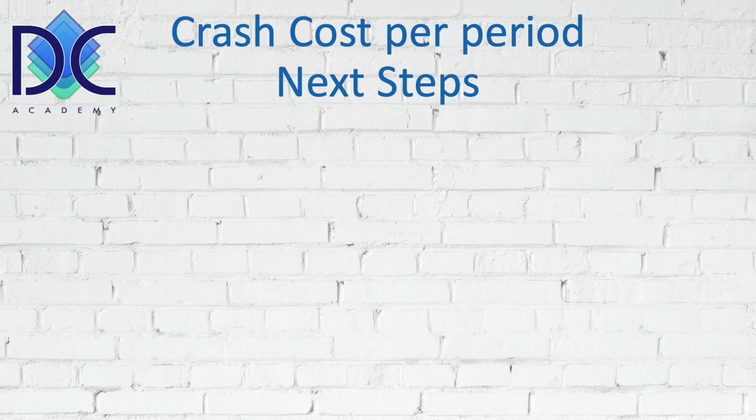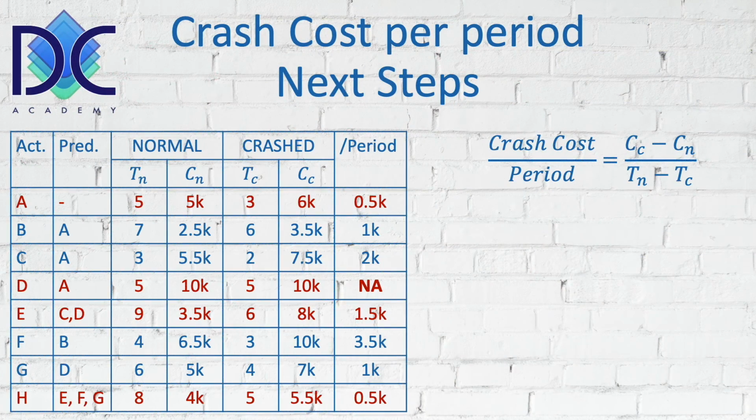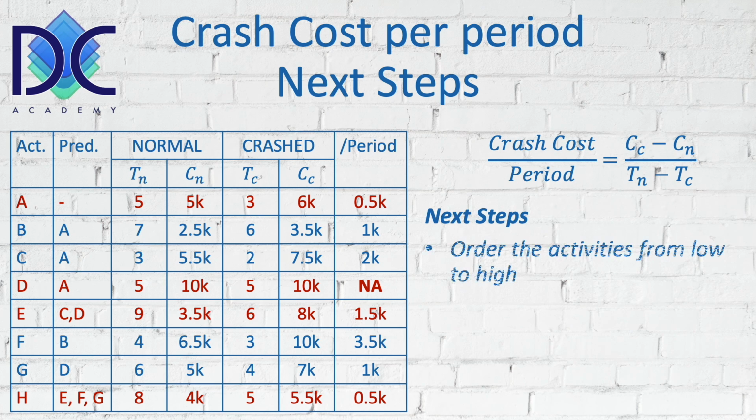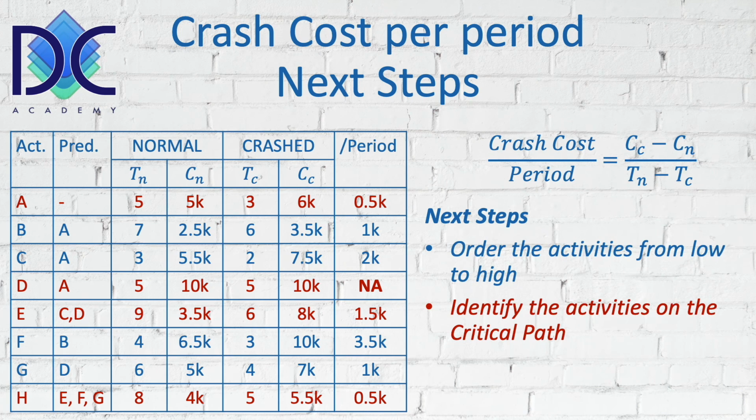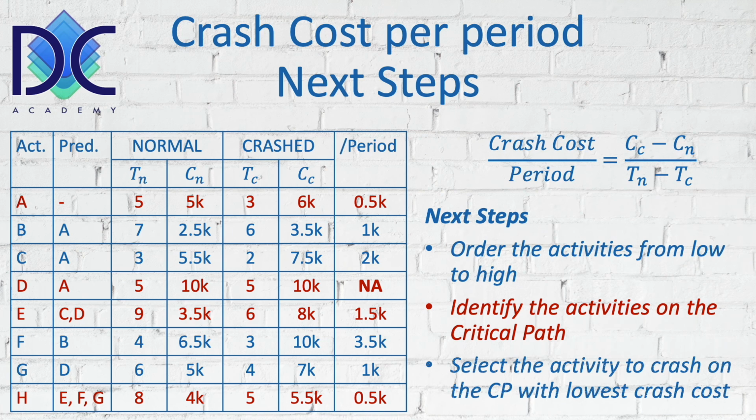Now we have the crash cost per period in the next step, so we have already calculated these elements here, but what we see is that now we have identified the critical path, which is A, D, E, and H. And when we look at the activities, first of all, the activity A has the lowest crash cost per period. We already know the activities from high to low, so now we have to look at the red activities, which are in fact on the critical path. And now we have to select the activity to crash on the CP with the lowest crash cost.